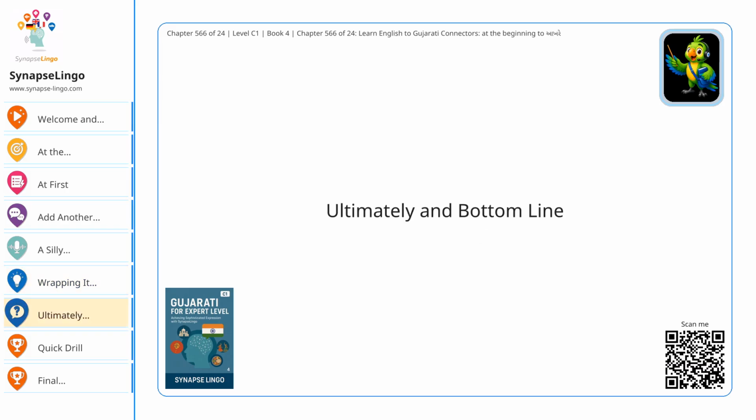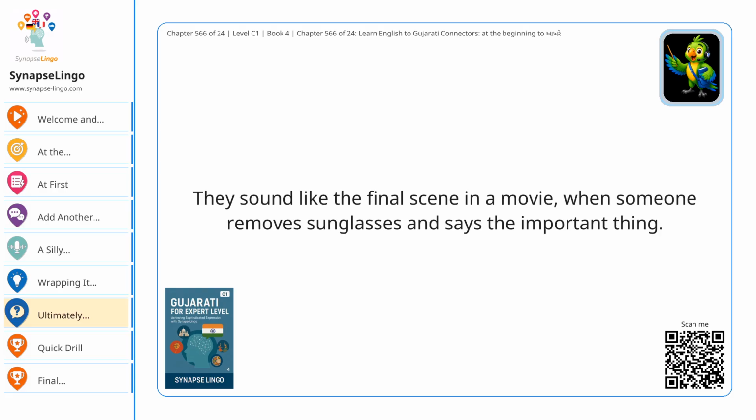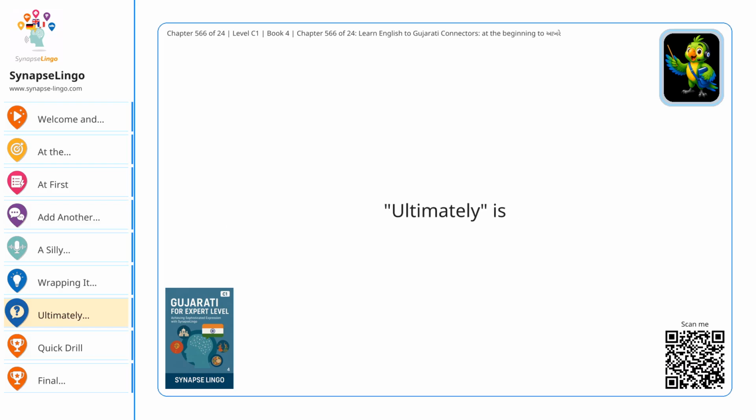Ultimately and bottom line. These last two are powerful. They sound like the final scene in a movie, when someone removes sunglasses and says the important thing. Ultimately, is Chevate. Example. Ultimately, the truth came out. Gujarati. Chevate, Satya Bahara Avium. Example. Ultimately, hard work pays off. Gujarati. Chevate, Mahinatanam phala male che.